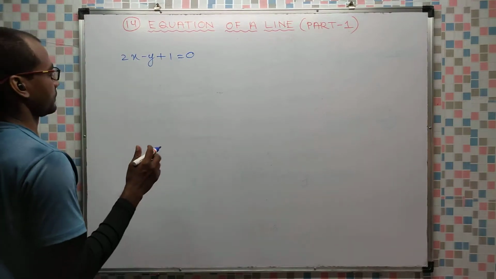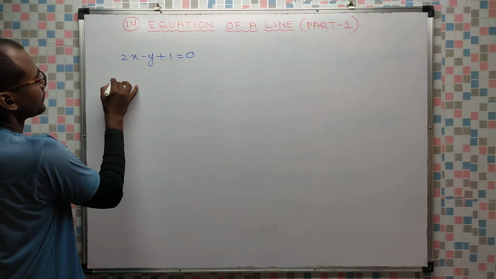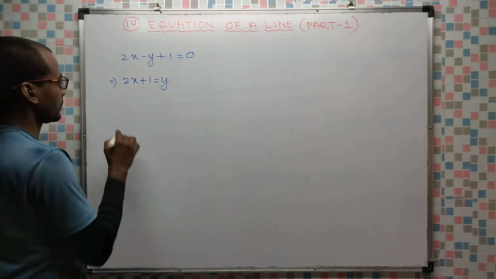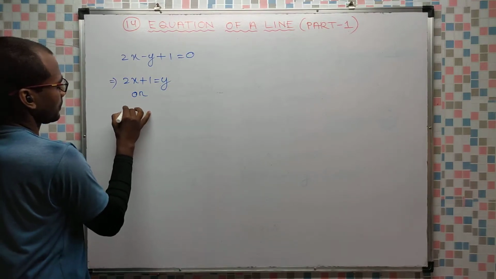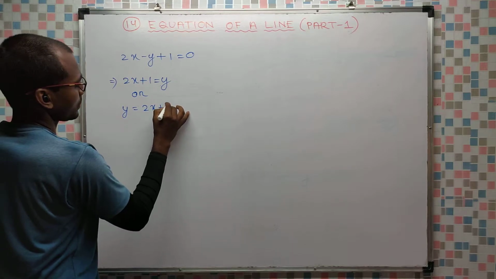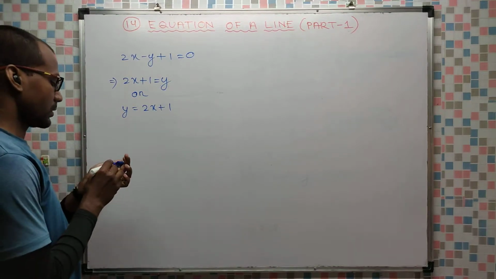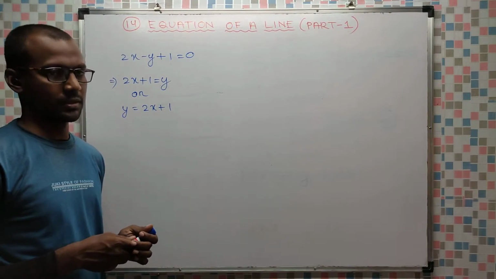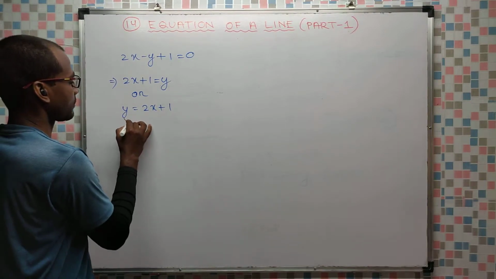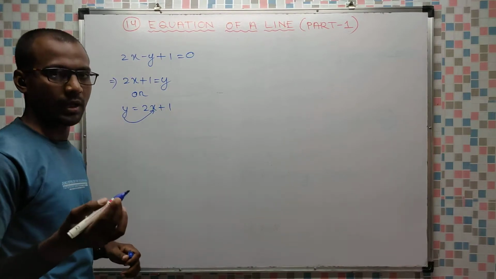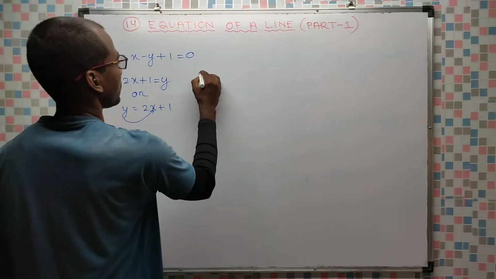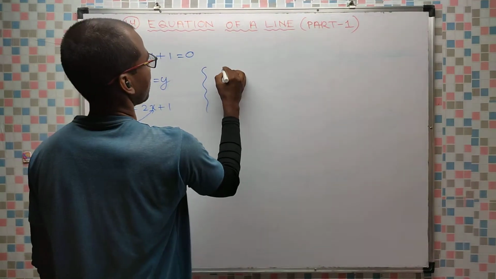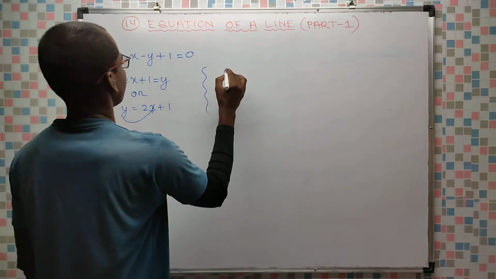Suppose I am choosing y. 2x plus 1 is equal to y, or y is equal to 2x plus 1. So I have represented y in terms of x. I have made y the subject. Here y will depend on x. How it will depend, I will explain. This could also have been represented in a different way. The same equation.